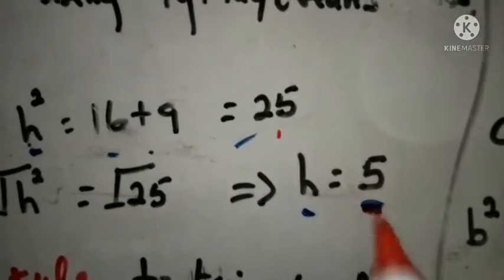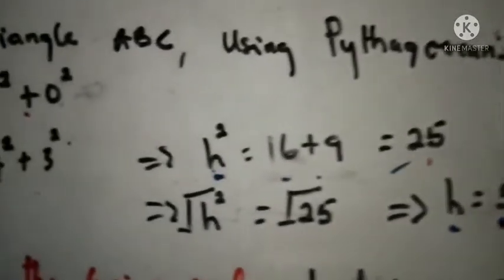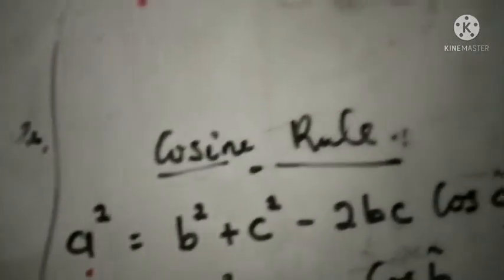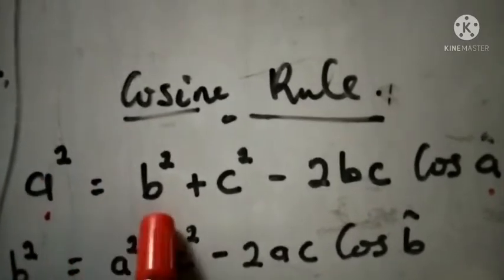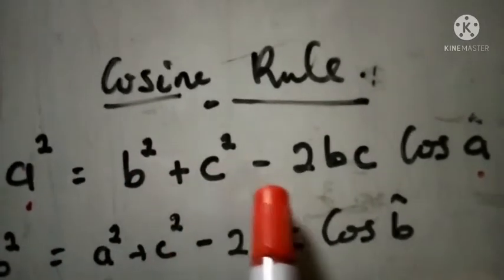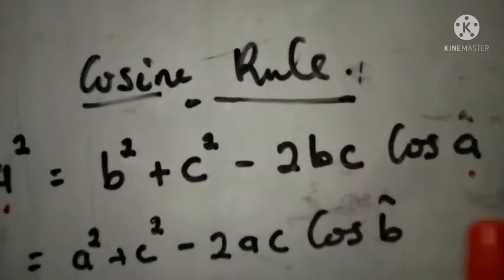So the hypotenuse is 5. Since it is 5, you can apply the cosine rule. This is what the cosine rule looks like: a squared equals b squared plus c squared minus 2bc cos A.